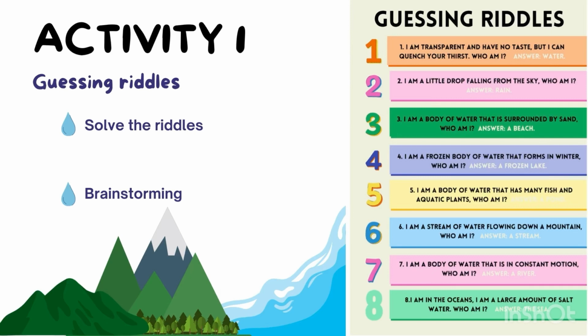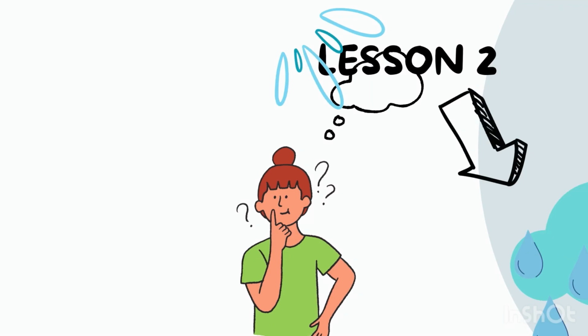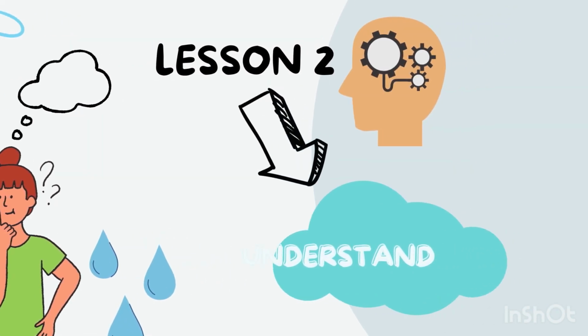Later, students will have to make a list of drawings of situations in which they think that we waste water, or ways in which we pollute water in our daily lives. We will follow with the lesson number 2, understand.